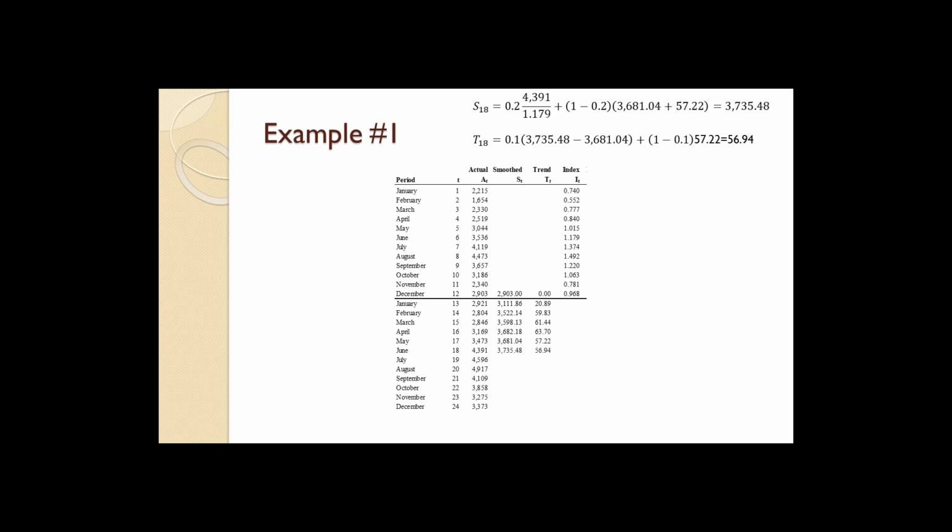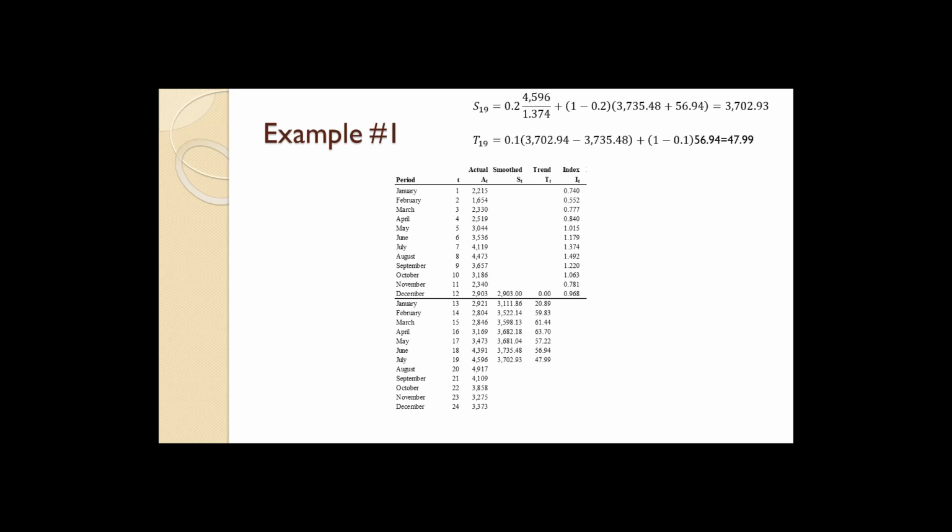For June, S sub t equals 0.2 times 4,391 divided by 1.179 plus 1 minus 0.2 times 3,681.04 plus 57.22 equals 3,735.48. And for T sub t, 0.1 times 3,735.48 minus 3,681.04 plus 1 minus 0.1 times 57.22 equals 56.94.